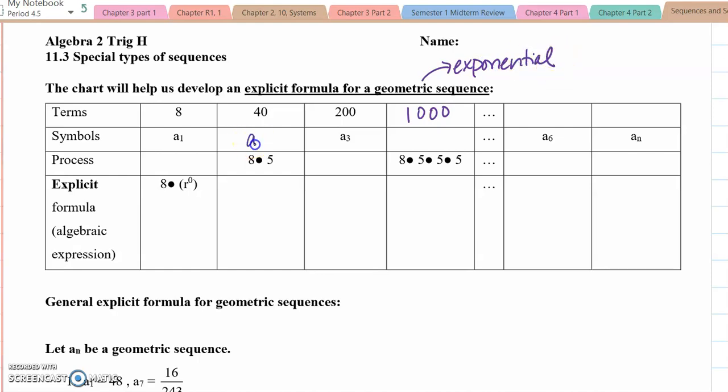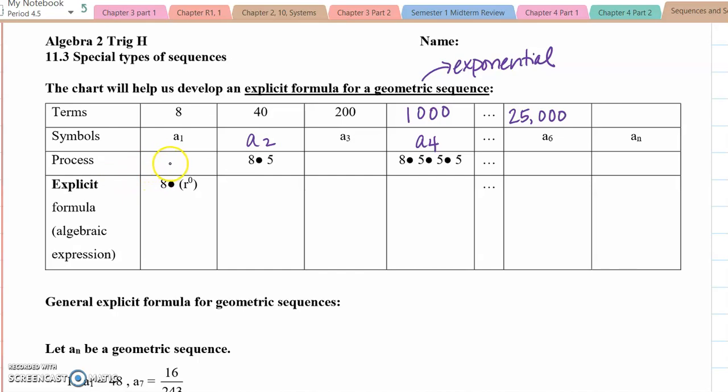So 40 represents the second term, 200 is the third term, 1000 is the fourth term. If you multiplied by 5 again, that would be the fifth term, so that's 5,000. And then you multiply by 5 again, and that's 25,000, and that's the sixth term. So we're always multiplying by 5 to get to the next term.